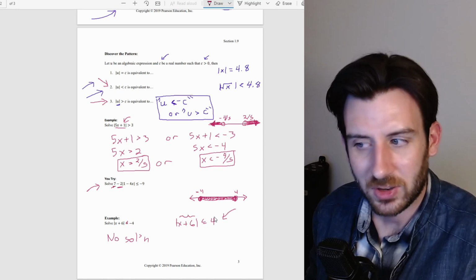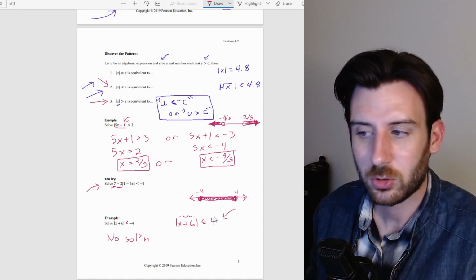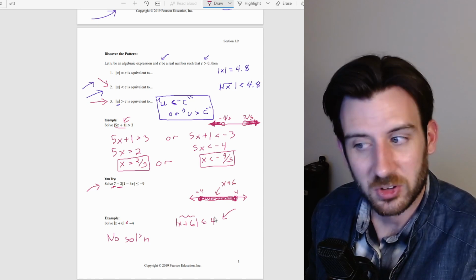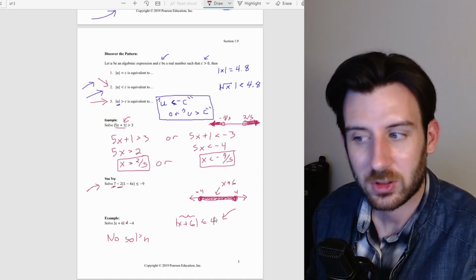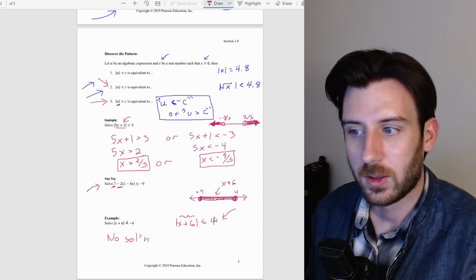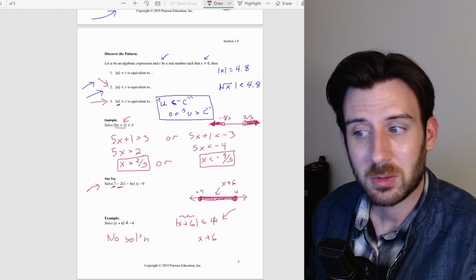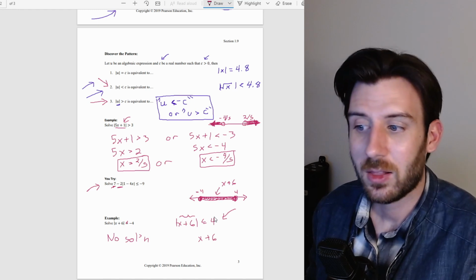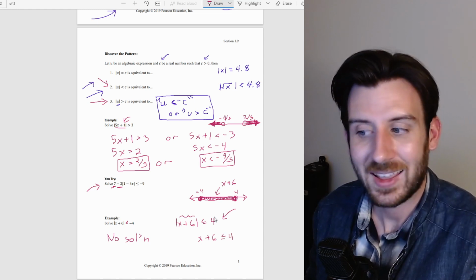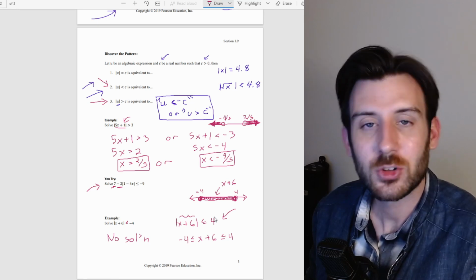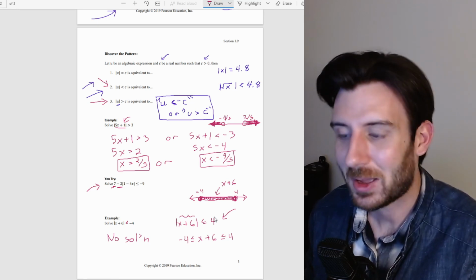Okay, how could I express everything that's on the inside here as being a solution? All of this is my solutions for x plus 6. X plus 6, if it's anything in here, then it's definitely going to be 4 units or less away from 0. Well, I'll show you how. We could do it as x plus 6, and I need it to be simultaneously less than or equal to 4, and greater than or equal to -4. So we have our compound inequalities from before. This thing is popping up again.